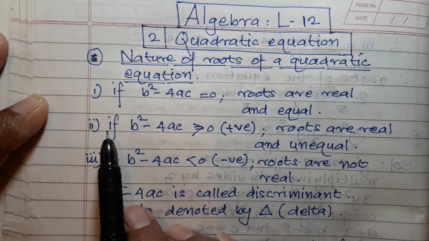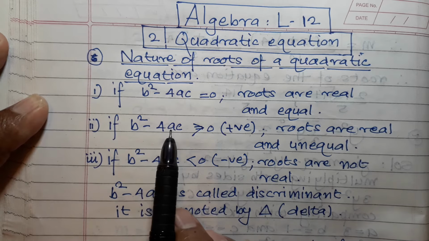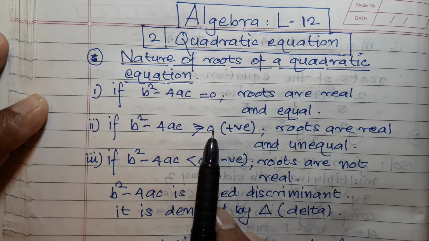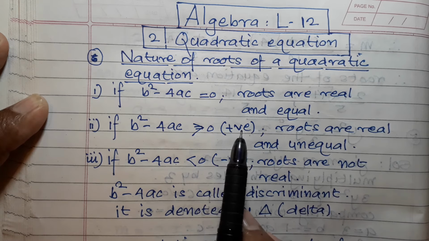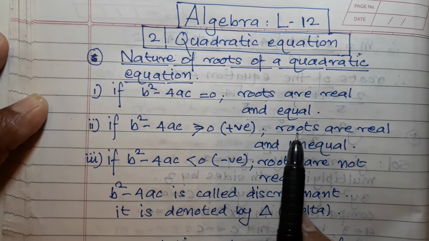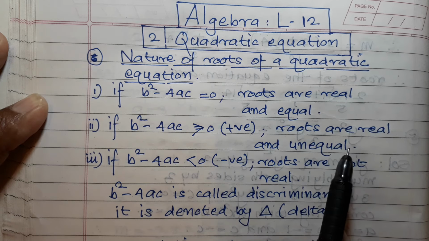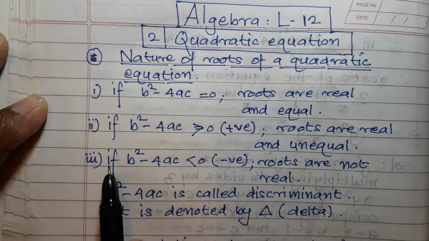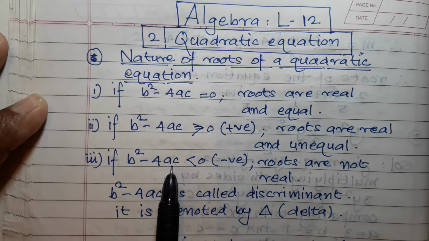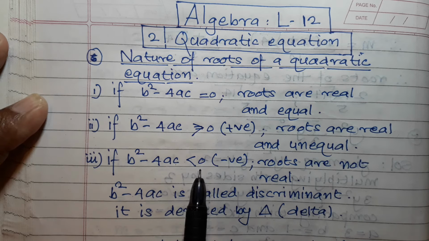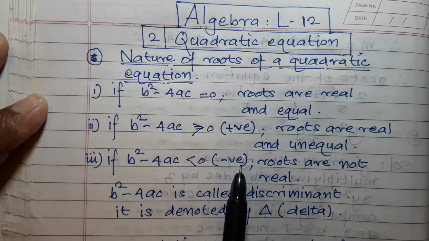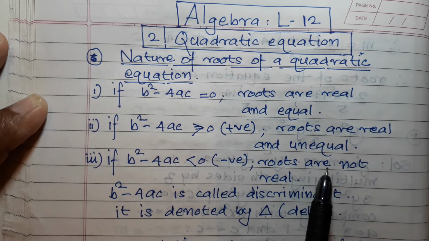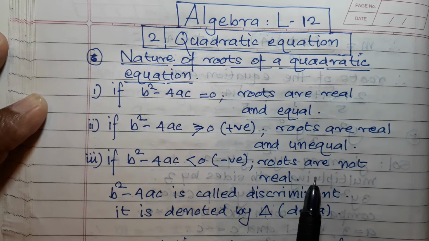Condition number 2, if b square minus 4ac is greater than 0, now greater than 0 means positive, then the roots are real and unequal. And the third condition is this, if b square minus 4ac is less than 0, that means it is negative, then the roots of the given quadratic equation are not real.